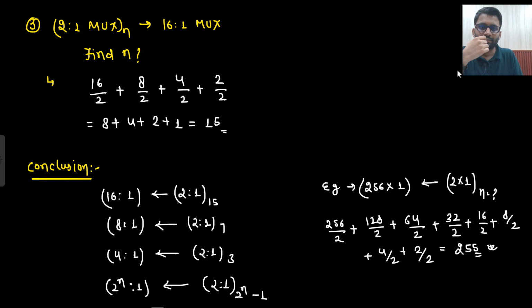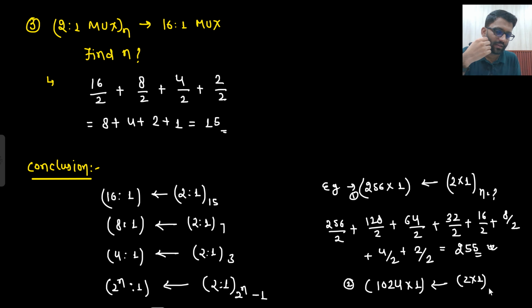Okay. And if I directly need to write, this was example 1. If I take another example, 1024 to 1 from 2 cross 1, how many would be required? 1023. Okay, so in that manner I will be able to write it down.